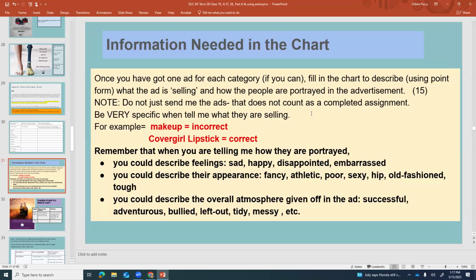Be very specific when you're telling what they're selling. Don't just tell me they're selling makeup. Nope, they're selling CoverGirl lipstick, okay? When you're telling me how they're portrayed, you could describe their feelings. Are they sad, happy, disappointed, embarrassed? You could describe their appearance: fancy, athletic, poor, sexy, hip, old-fashioned, tough. You could also describe the overall atmosphere given off in the ad: successful, adventurous, bullied, left out, tidy, messy, etc.